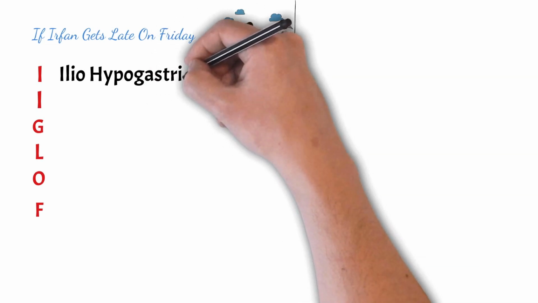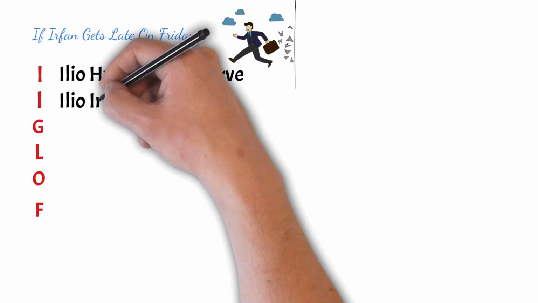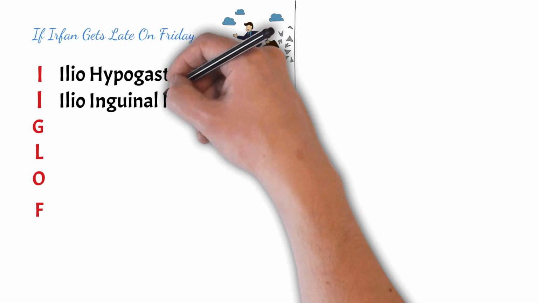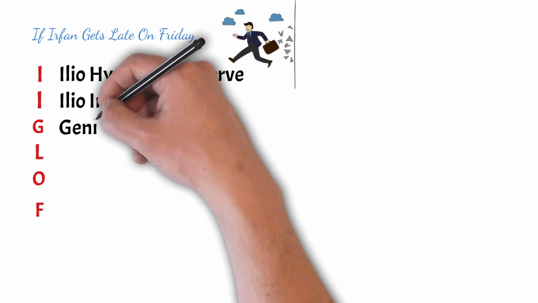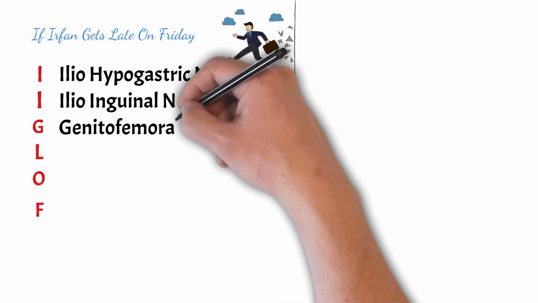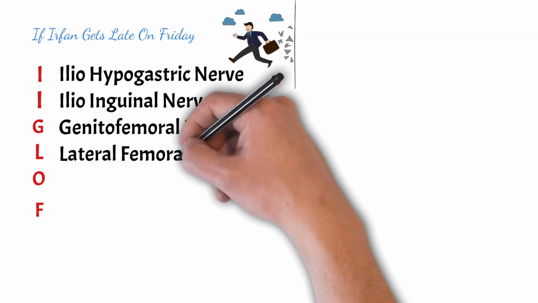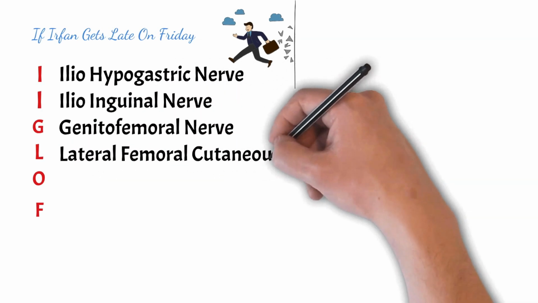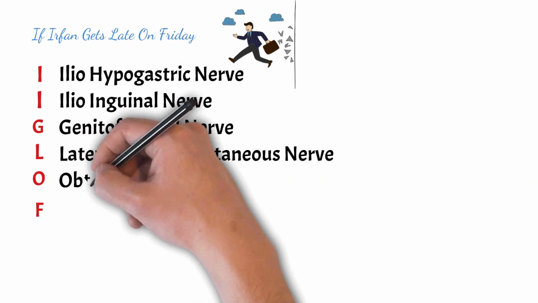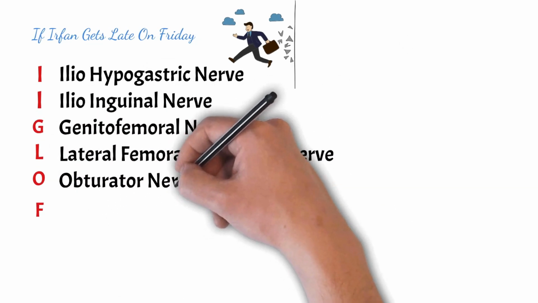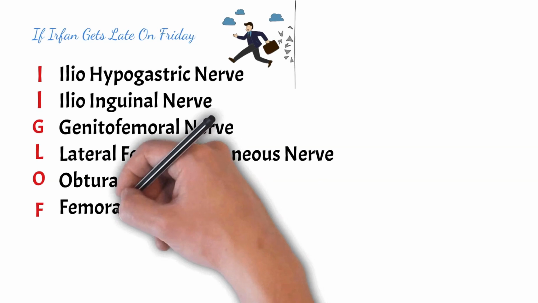I is iliohypogastric nerve, ilioinguinal nerve. G is for genitofemoral nerve. L is for lateral femoral cutaneous nerve. O is obturator nerve. And F is femoral nerve.